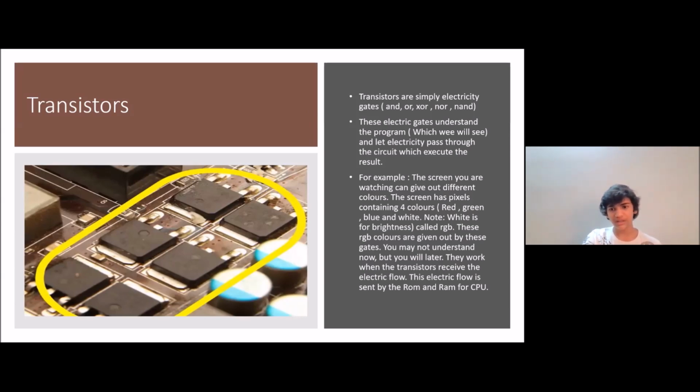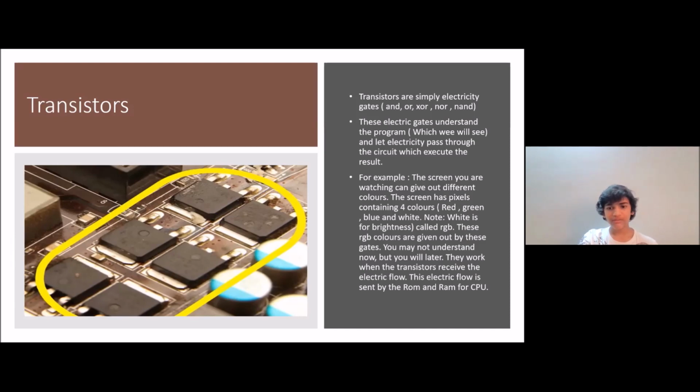The screen has pixels containing RGB colors: red, green, and blue, and white is mainly used for brightness. These RGB colors are given out by these gates. The gates give sufficient electricity for the pixels to give out the colors. You may not understand it now, but you will later, when we come to the binary part of how these transistors help in binary code, and we will get to know it better.